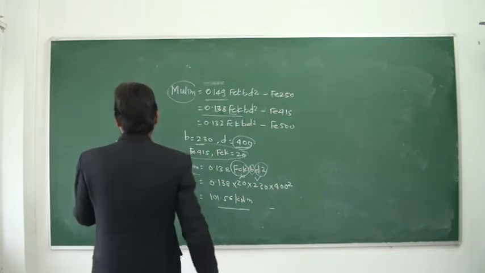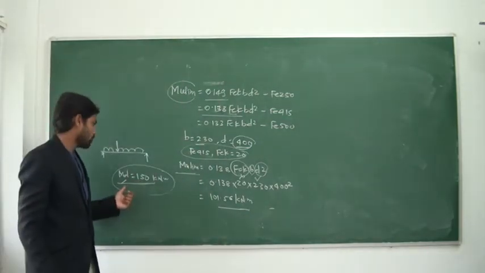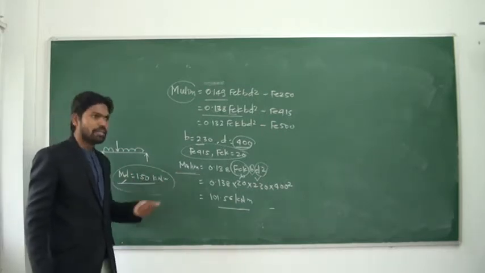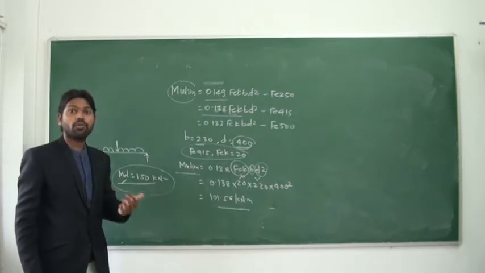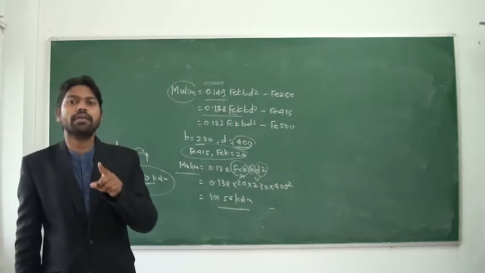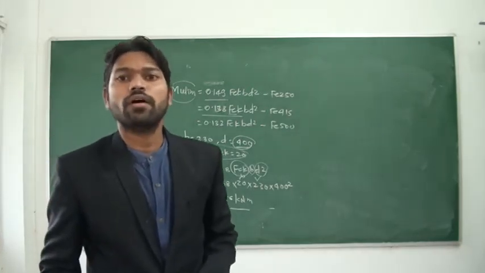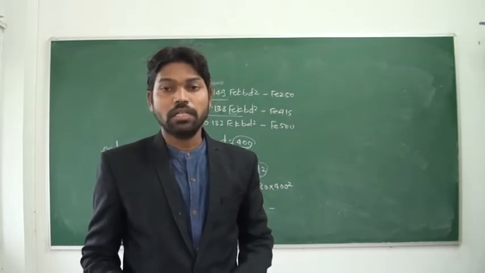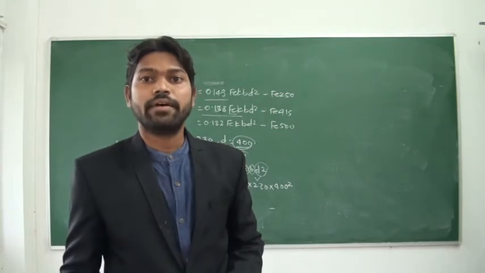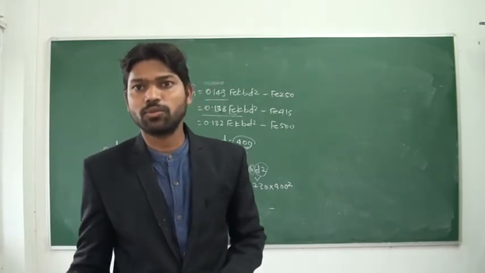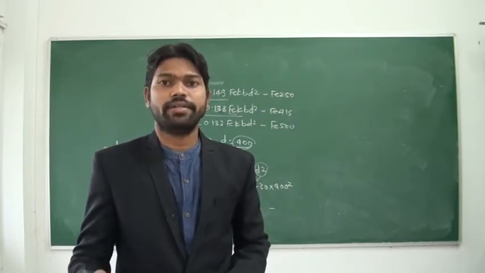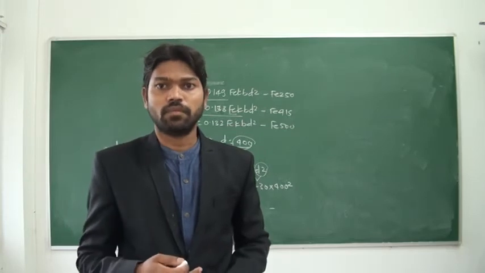We have to carry the bending moment up to 150 kN-m or design bending moment, whatever it is, and MU limit is less than the design bending moment. So in that case, what will you do? This is the situation where you have to prefer a doubly reinforced section. In a doubly reinforced section, we provide the reinforcement on both sides, means on the compression side also and the tension side also.